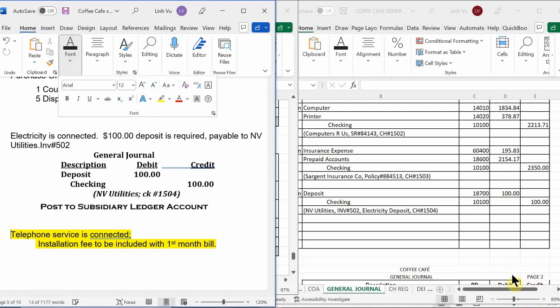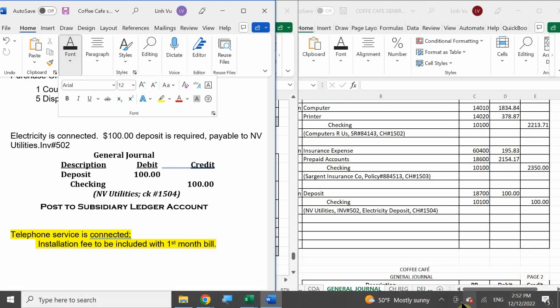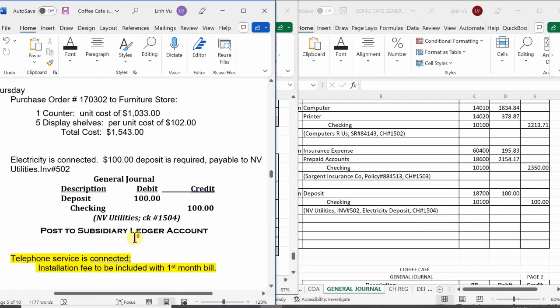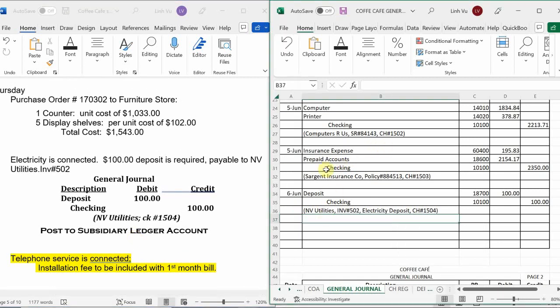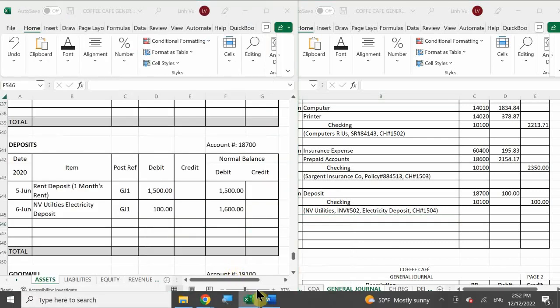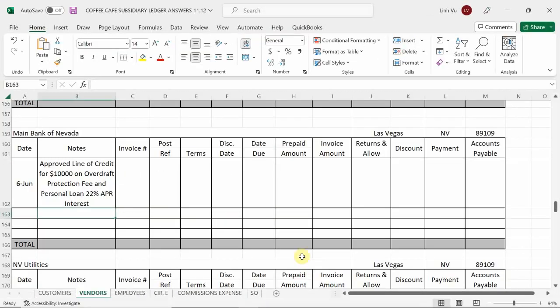So here we're still at the very bottom of page 1. And we're going to, oh wait, hold on. I got to finish one more thing. I forgot. Sorry. So we did our journal. We did our ledger, right? We got one more thing to do before we go on break. We need to update that we made a payment to NV Utilities, right?